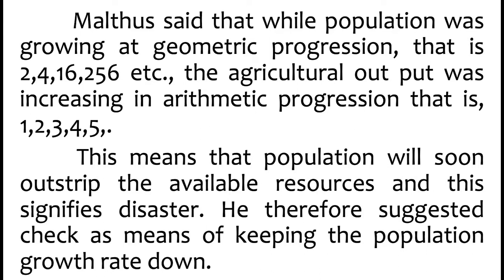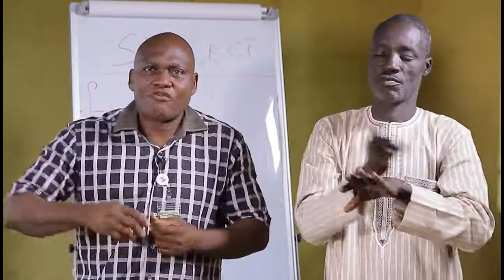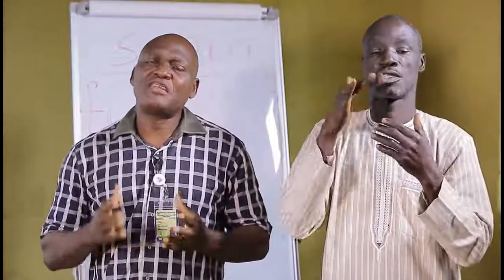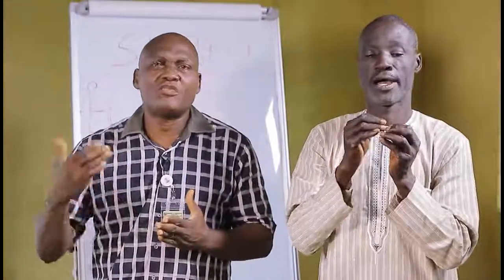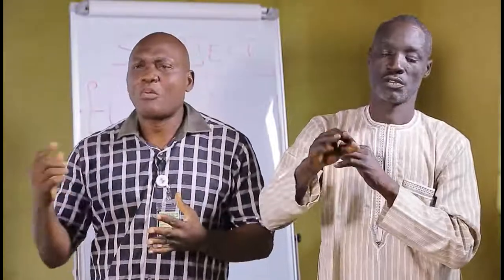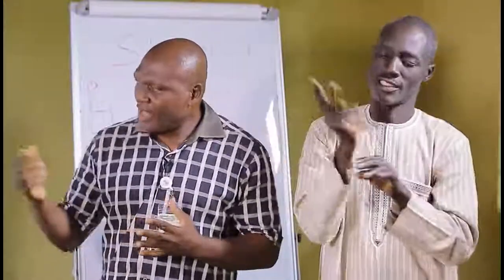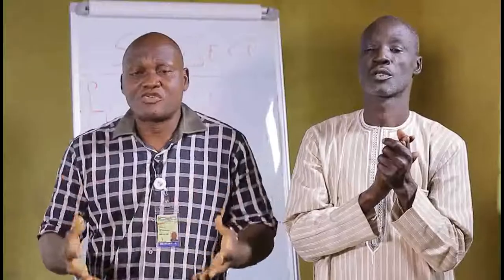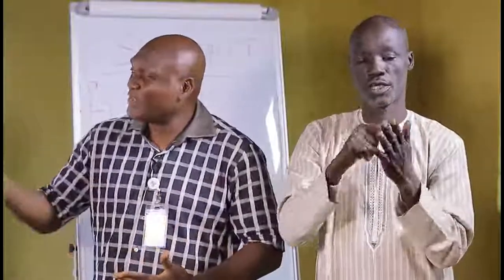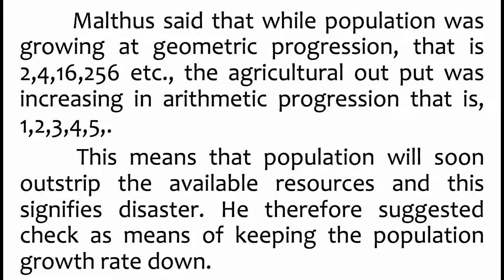That is arithmetic. So from what we have seen now, you find out that if population continues to grow in geometric progression, doubling itself, while the means of sustaining the population is growing in arithmetic progression, this means that population will soon outstrip the available resources, and this signifies disaster. He therefore suggested checks as means of keeping the population growth down.